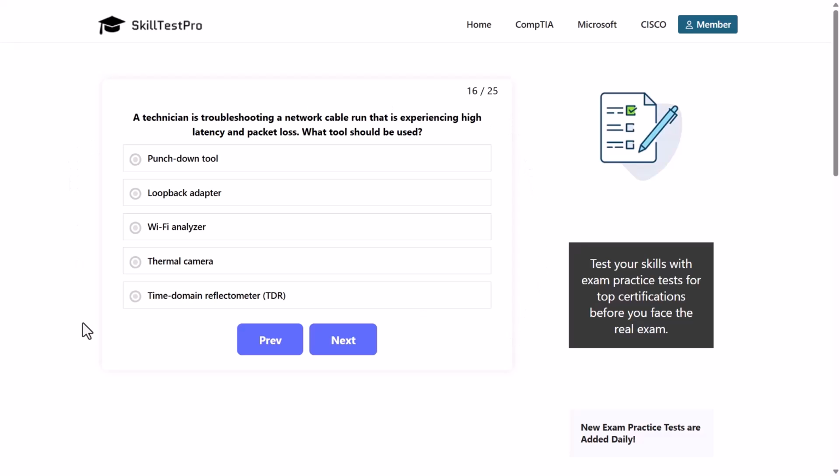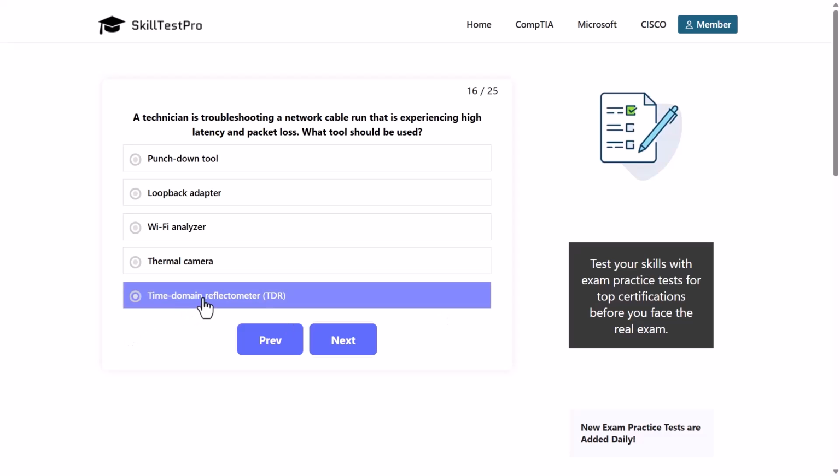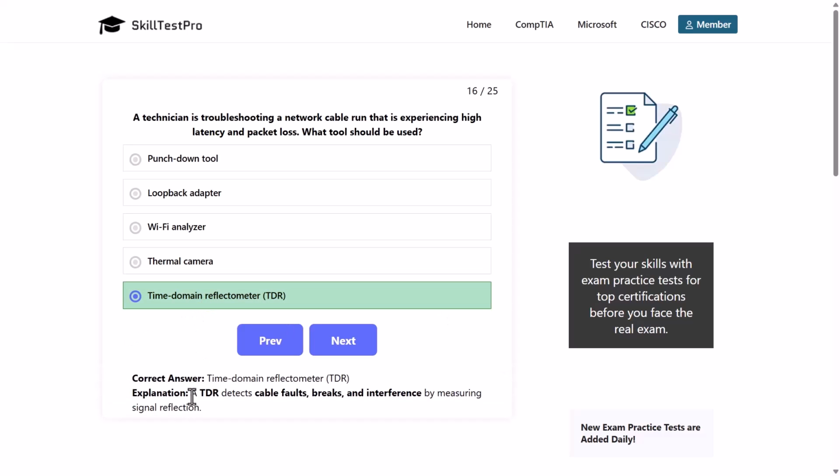And as a technician, obviously if you are going for the CompTIA A+ exam, planning to become an IT technician, or you want to build your own PCs, you should also know everything about the tools which IT technicians and IT support use. So which one would be the correct answer here? The correct answer is time domain reflectometer, or TDR. A TDR detects cable faults, breaks and interference by measuring signal reflection.